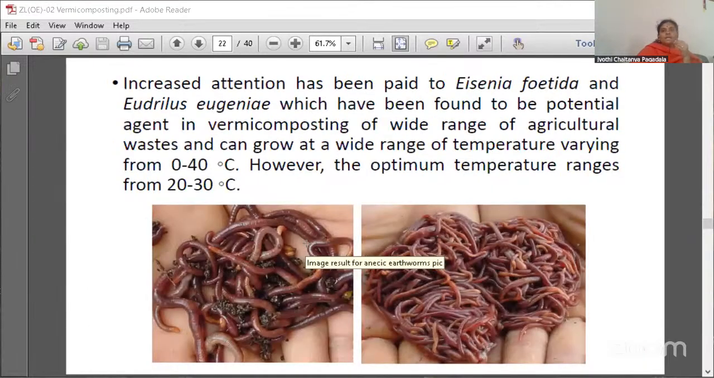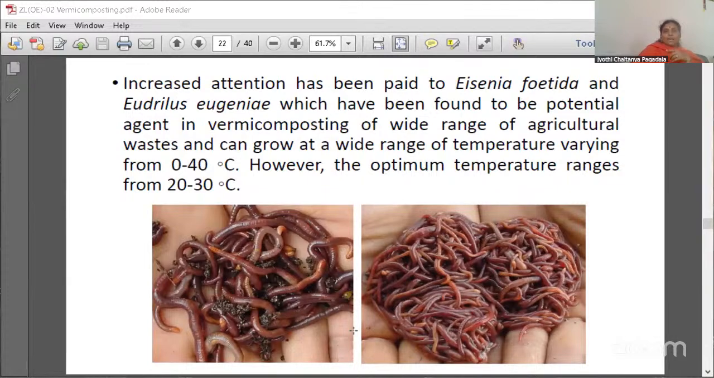The color of these earthworms is red, and they are used for vermicomposting a wide range of agricultural waste and can grow at a wide range of temperatures varying from 0 to 40 degrees centigrade. However, the optimum temperature ranges from 20 to 30 degrees centigrade.